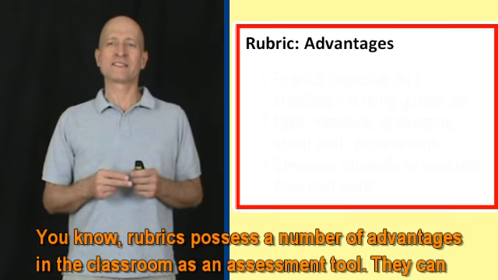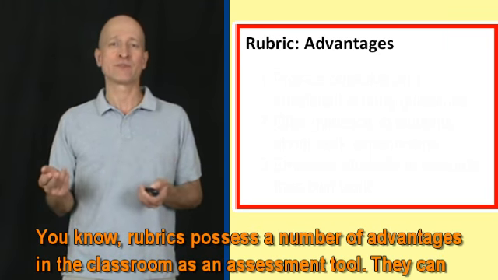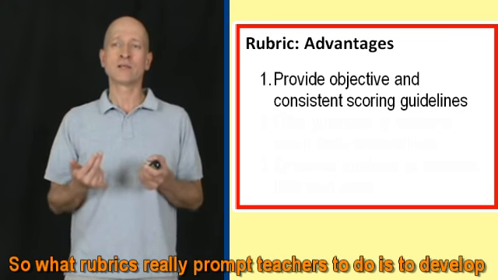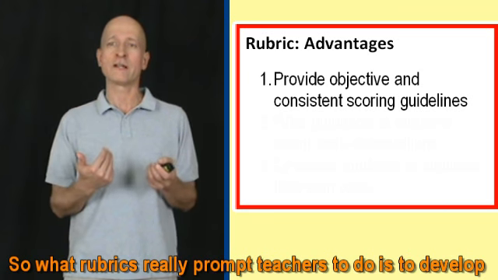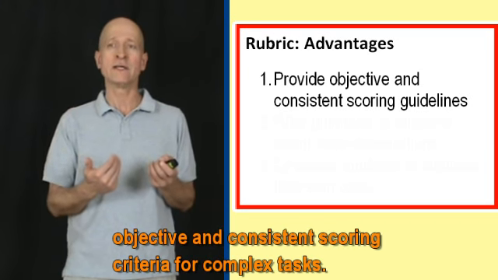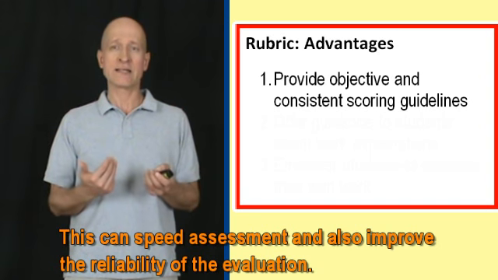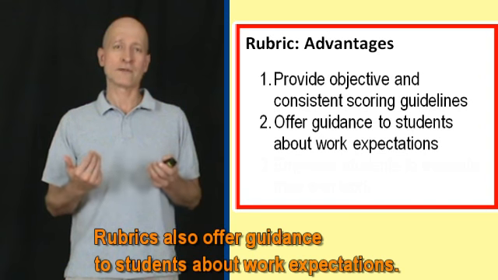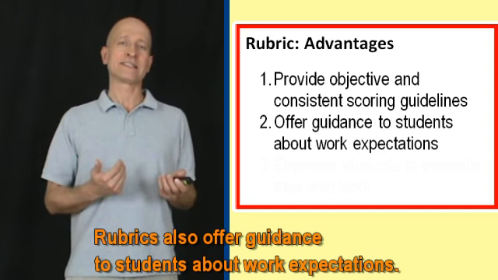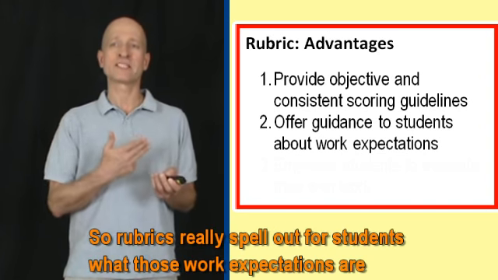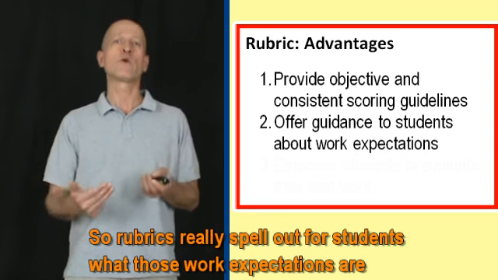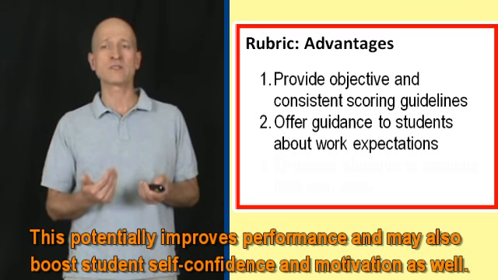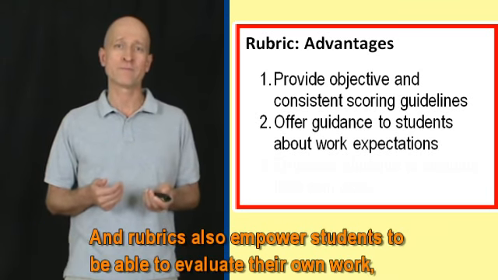You know, rubrics possess a number of advantages in the classroom as an assessment tool. They can, for example, provide objective and consistent scoring guidelines. So what rubrics really prompt teachers to do is to develop objective and consistent scoring criteria for complex tasks. This can speed assessment and also improve the reliability of the evaluation. Rubrics also offer guidance to students about work expectations. So rubrics really spell out for students what those work expectations are before they begin an academic task. This potentially improves performance and may also boost student self-confidence and motivation as well.